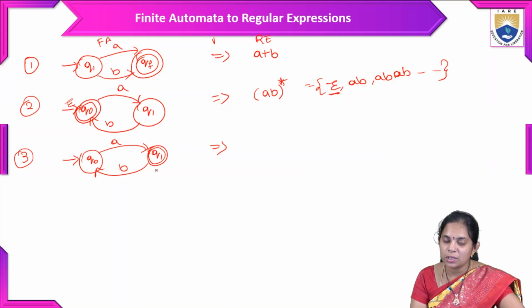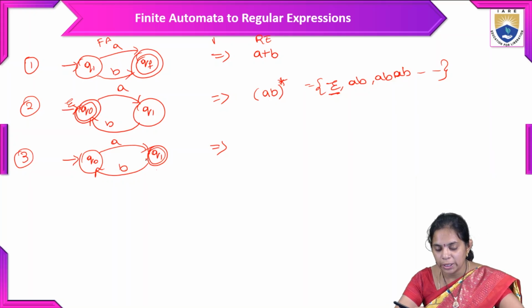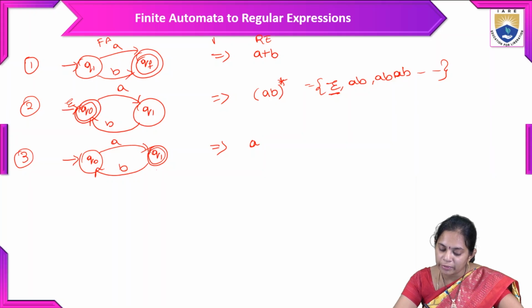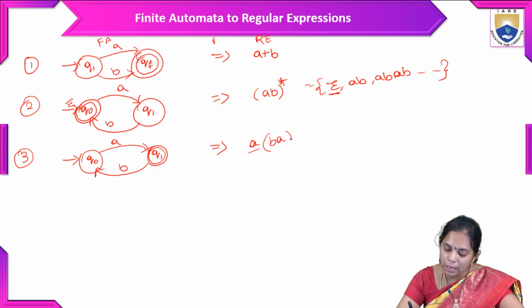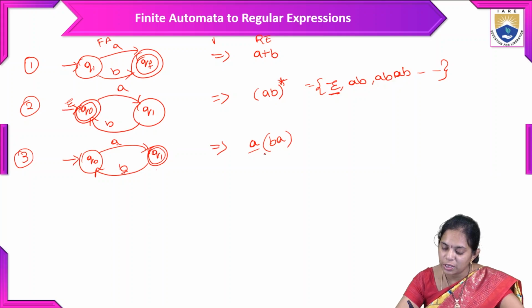So q1 is the final state here, and A is reaching the final state. With the A input symbol, it is reaching the final state, and also multiple times. Whenever A is reaching the final state, it is the first one, and with one more input, B is there, B and A. So we can write BA, and it is also reaching multiple times. With B followed by A, it is reaching the final state, and also multiple times, that is nothing but BA star.